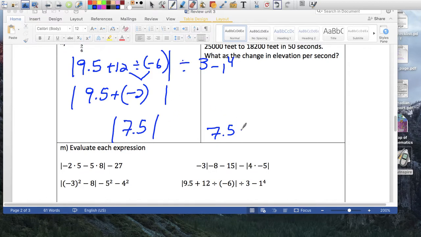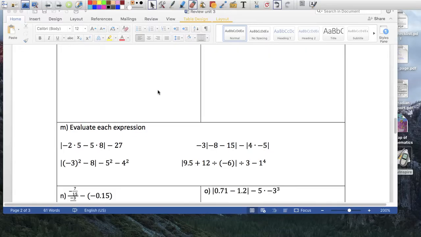So 7.5, now I'm going to do that divided by 3, and minus 1 to the 4th power. And 1 to the 4th power, I can simply write 1, because it's 1 times 1 times 1 times 1. Do the division first, not the subtraction. 7.5 divided by 3. Imagine if you had $7.50 and you want to split it up among 3 friends. Each friend would get $2.50, right? Minus 1. And 2.5 minus 1 is simply 1.5.